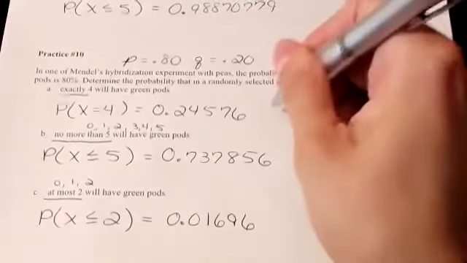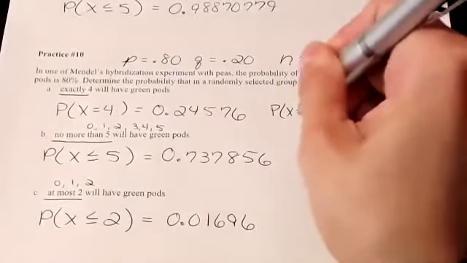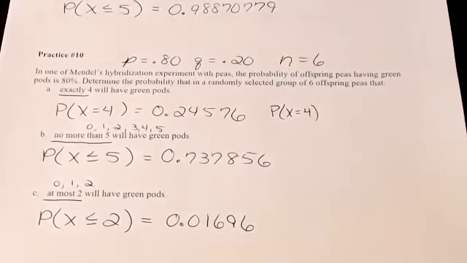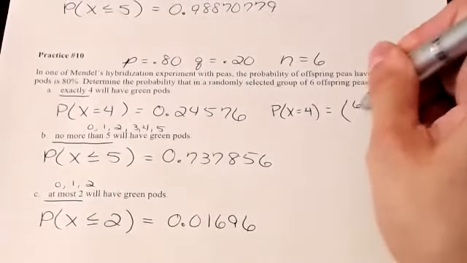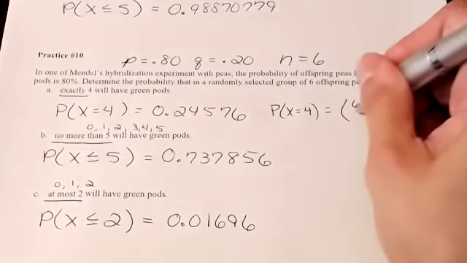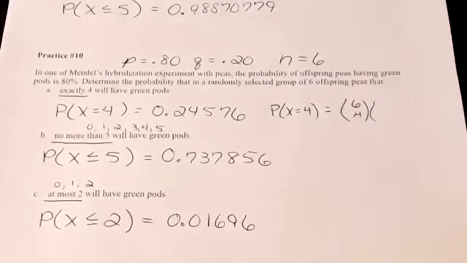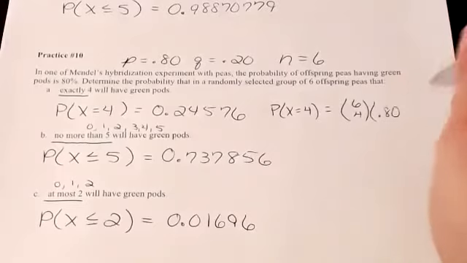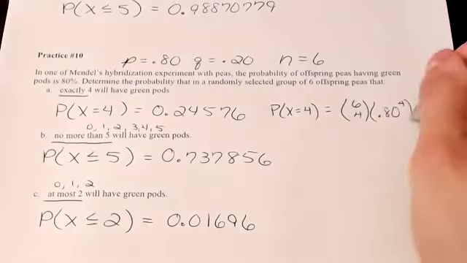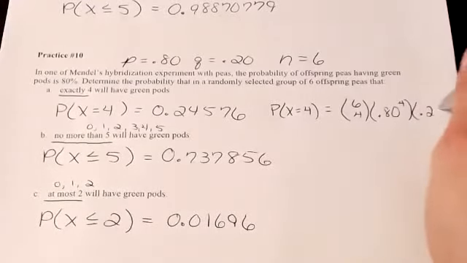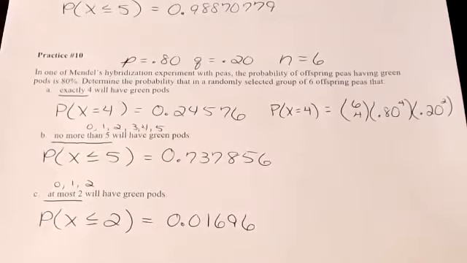So remember that in calculating the probability that 4 offspring peas have green pods, n is 6, so you're going to do 6 choose 4. The probability of success is 0.80, and we want 4 of them to have the green pods, while we want the other 2 to not have the green pods. If you typed this into your calculator, you will get 0.24576.